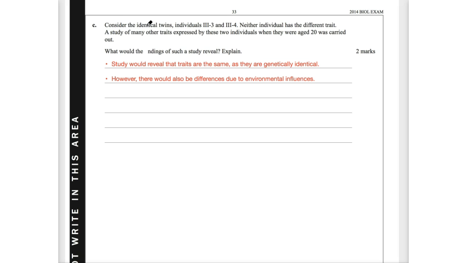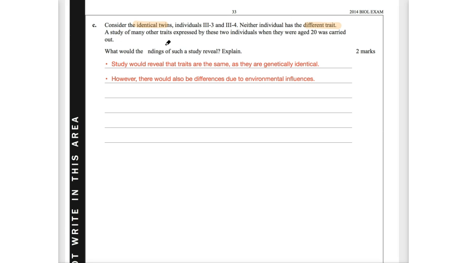Okay, part C. Consider the identical twins. What do we know about identical twins? That they are genetically identical. Obviously, if we went into depth on the types of identical twins you can have, that's moving into university level. But we'll just say they're identical, therefore they're genetically identical, and these are individuals III3 and III4. Neither individual has the different trait.